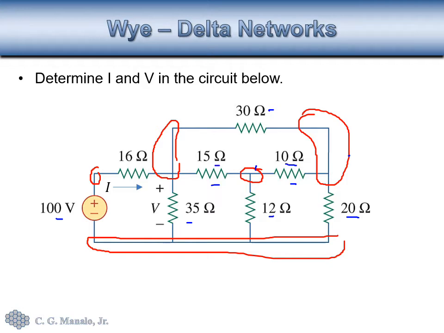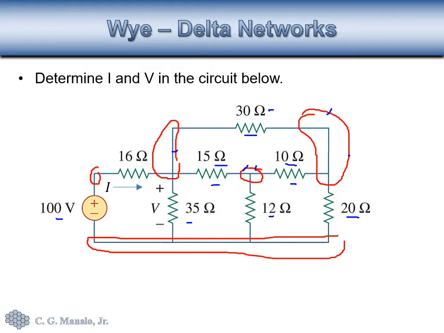10 or 15 is not in parallel with 30 because both elements are not connected to the same nodes. Although 15 and 30 are connected to this node, on the other side, they're not connected to the same node. So 15 is connected on its right to this node, while 30 ohms is connected to this node. So therefore, they're not in parallel.